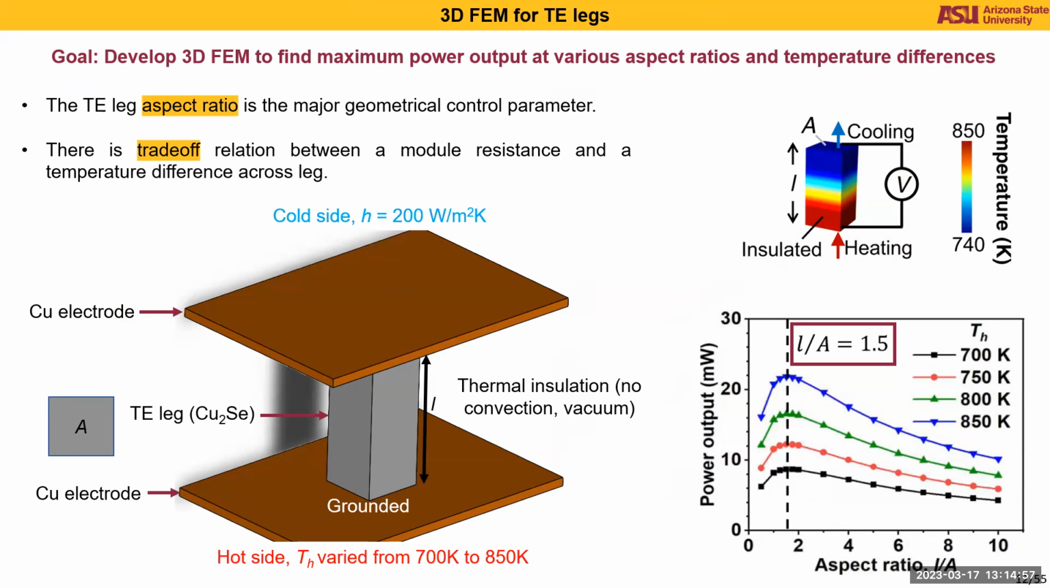length to its cross-sectional area. This is important because for cuboid shape, whenever you change the aspect ratio, there is always a trade-off between the thermal resistance and electrical conductivity. So using FEM, we estimated the power outputs at different aspect ratios for different outside temperatures. And we see that for the aspect ratio of 1.5, we get the maximum power outputs. And we assume that this aspect ratio will be ideal for any shape using copper selenide ink.